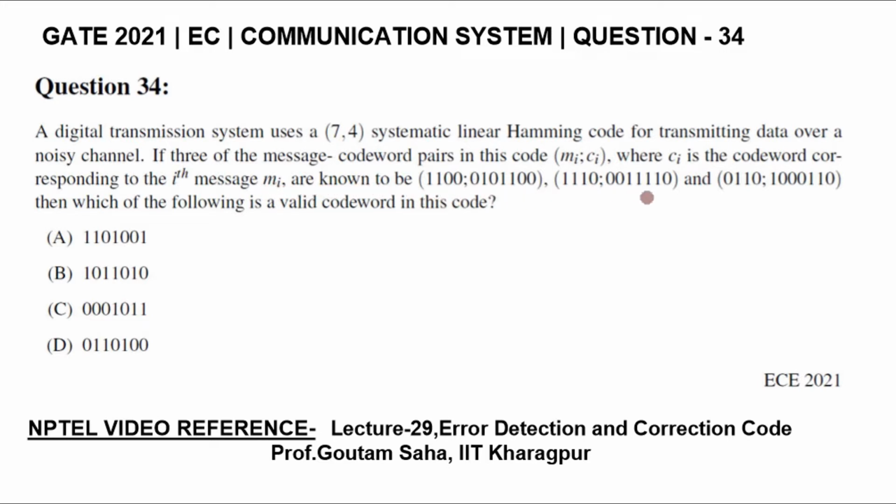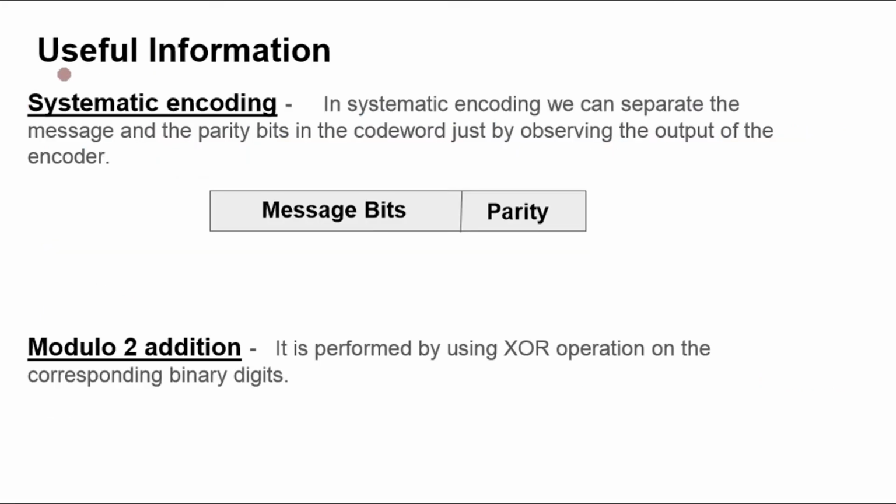So three code words are given in this question, and what we have to do is identify a valid code word from the following four options. The NPTEL video reference for this question is Lecture 29, Error Detection and Correction Code by Professor Gautam Saha, IIT Kharagpur. Some useful information in order to solve this question.